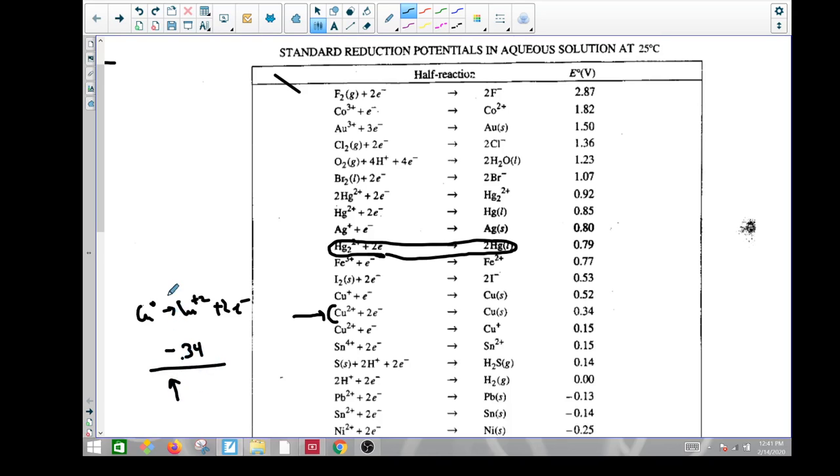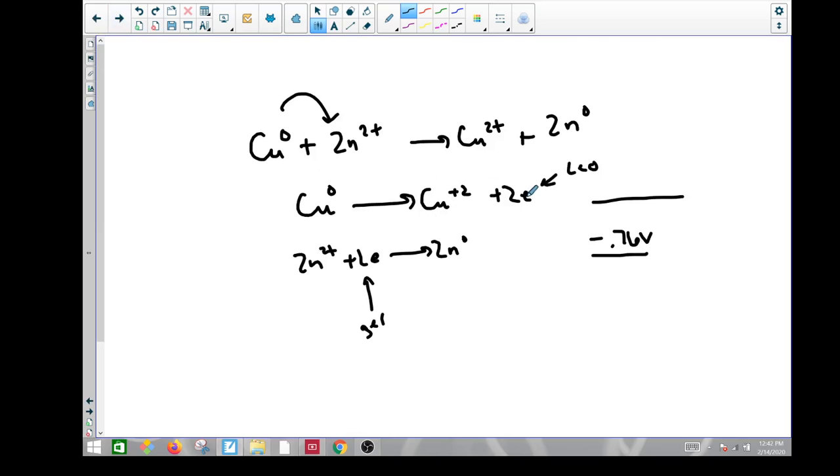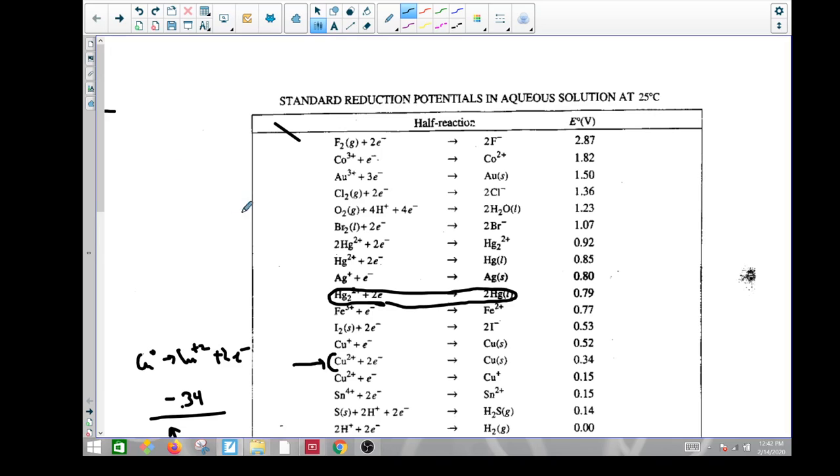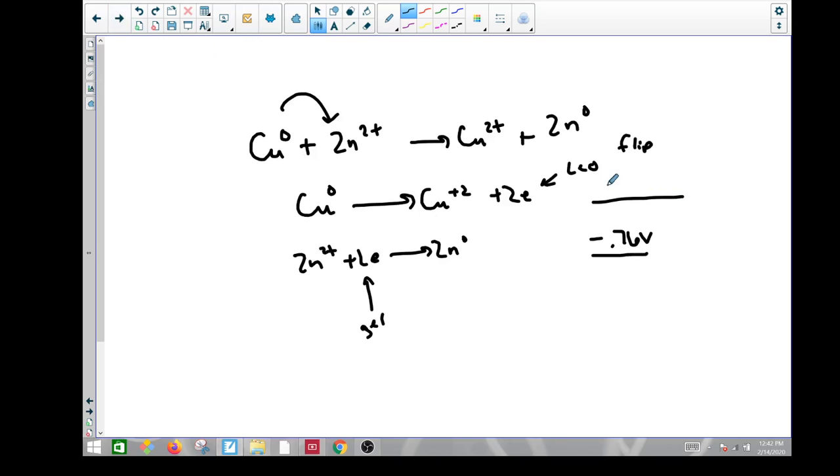So in every exchange, there's going to be both an oxidation and a reduction. From that chart, every single time, the oxidation is going to have to get flipped. In this case, it was a positive 0.34, so I have to flip it to a negative 0.34. And this is a negative 0.34 volts.